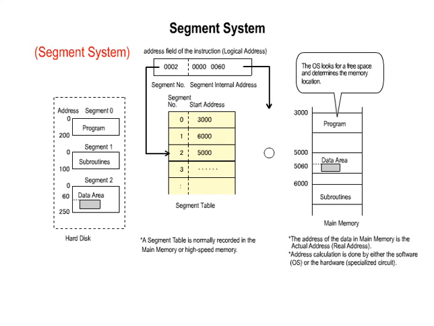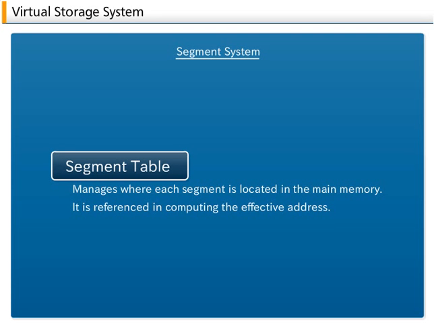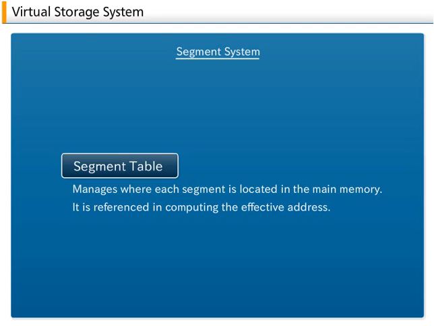With regard to the execution of the program, the DAT mechanism computes the effective address from the relative address in the segment, and it becomes the target for arithmetic operations and fetching instructions. The segment table manages where each segment is located in the main memory. The segment table is referenced in computing the effective addresses.